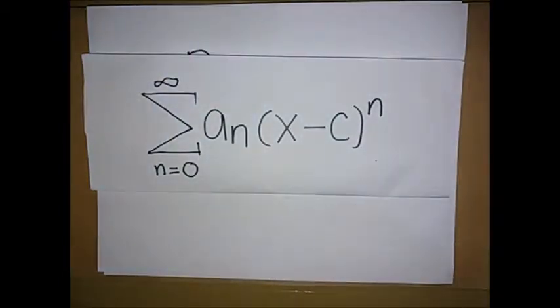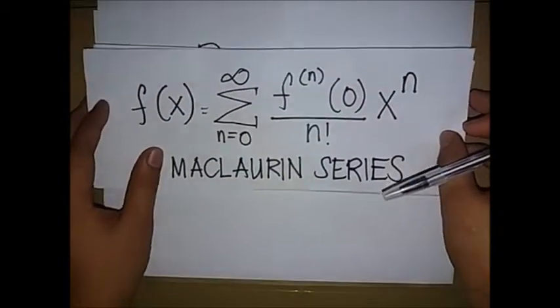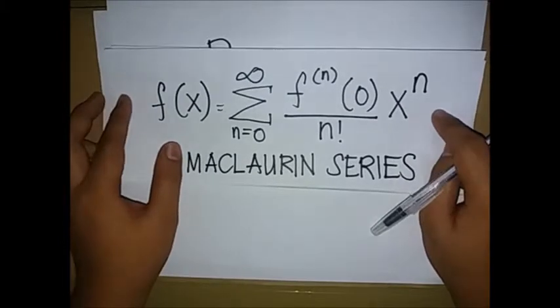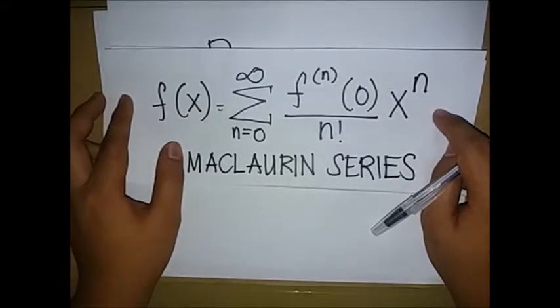Remember, at a single point only, and if we are going to center this at 0, we will have the Maclaurin series. Maclaurin series is a type of Taylor series. This is the Maclaurin series, and we are going to use this in deriving Euler's identity.